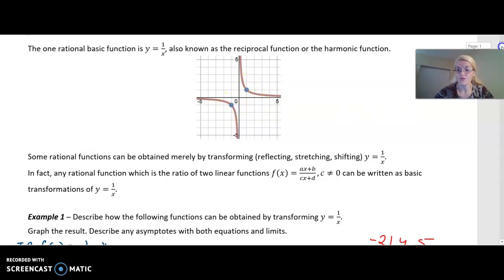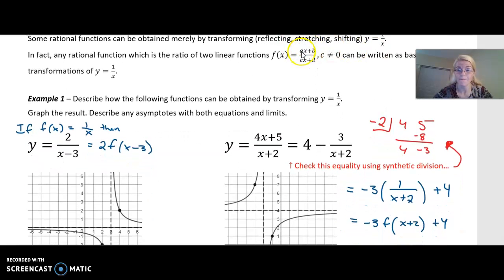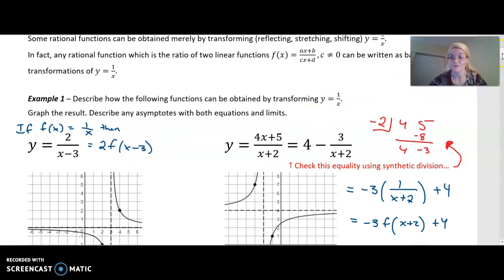And a beautiful fact is any rational function that's a linear polynomial over a linear polynomial can be rewritten and manipulated so that it looks exactly like a transformation of y equals 1 over x. Here's an example. y equals 2 over x minus 3. Well, this is 2 times my reciprocal function shifted over 3, right? So that's almost too easy.